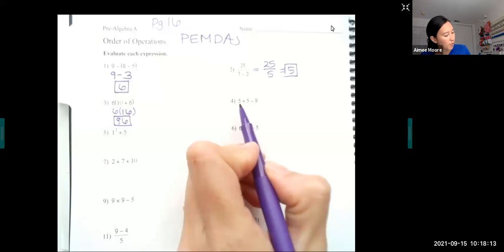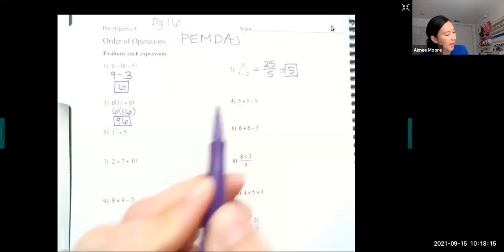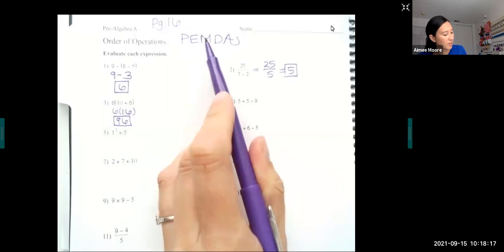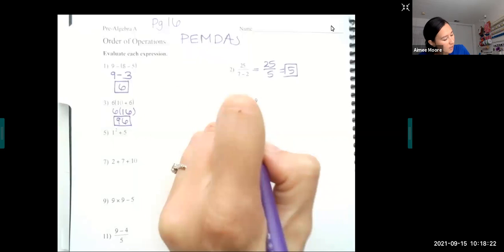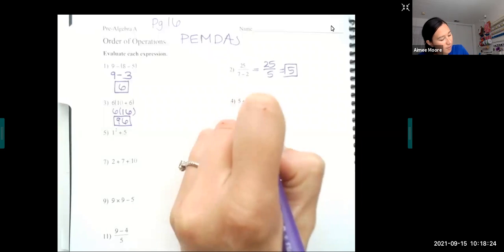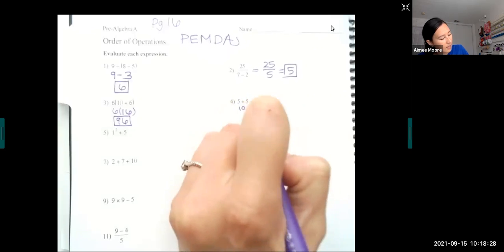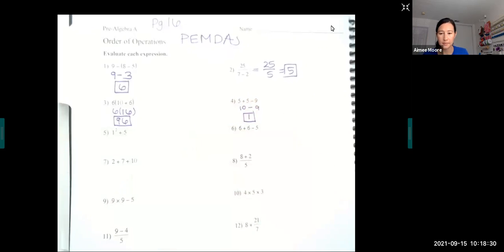Okay, number 4, we have 5 plus 5 minus 9. So no parentheses, no exponents, no multiplying or dividing. So we're just going to do our adding and subtracting. So we could just go left to right. 5 plus 5 is 10. 10 minus 9 is 1.